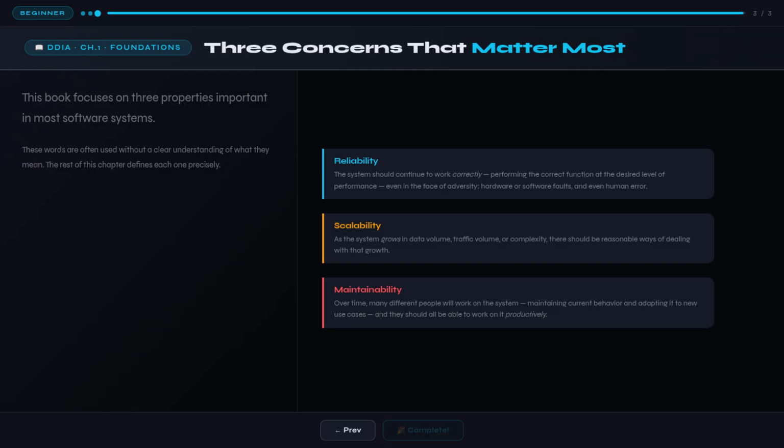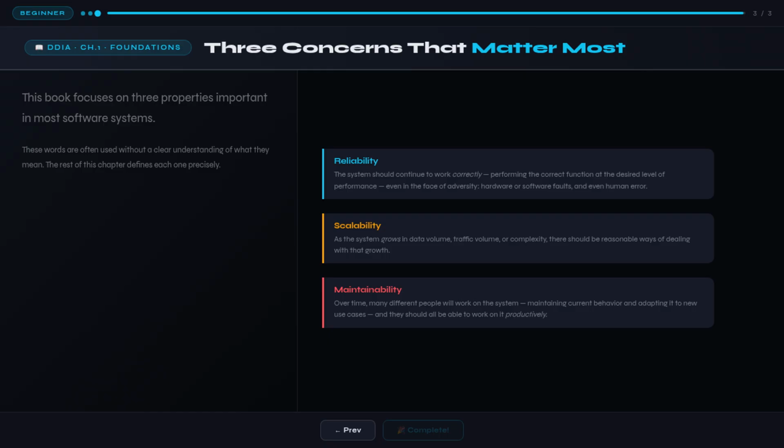The first is reliability. The system should continue to work correctly, performing the right function at the desired level of performance even in the face of adversity. Adversity means hardware failing, software misbehaving, and humans making mistakes. All three happen in production. All three will happen to your system.